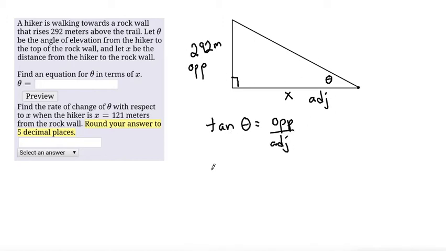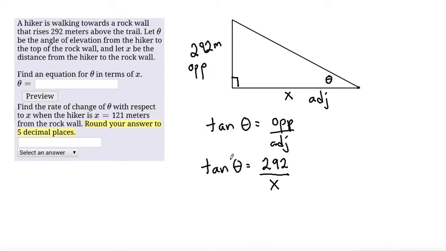So we can plug in the numbers that we know, that tan of theta, the angle is already theta, is equal to the opposite side, which is 292. We'll keep in mind that that has a unit of meters, but we can leave that off from the equation, divided by the adjacent side, which would be x. So this would be our equation, but the question is asking for it to be solved for theta.